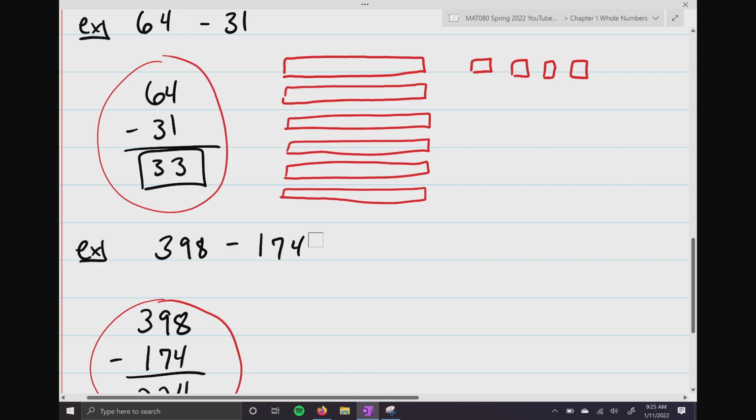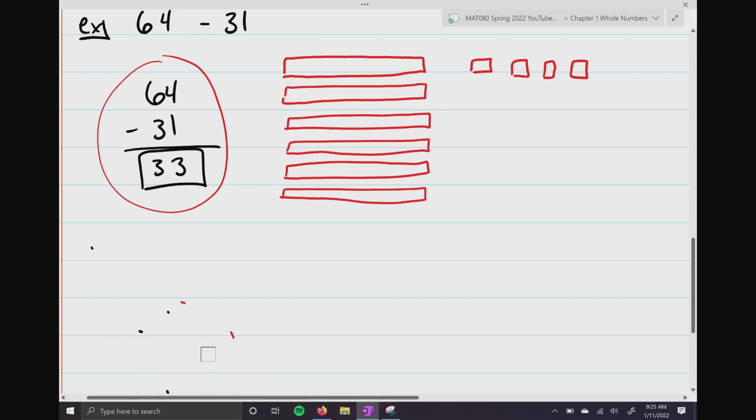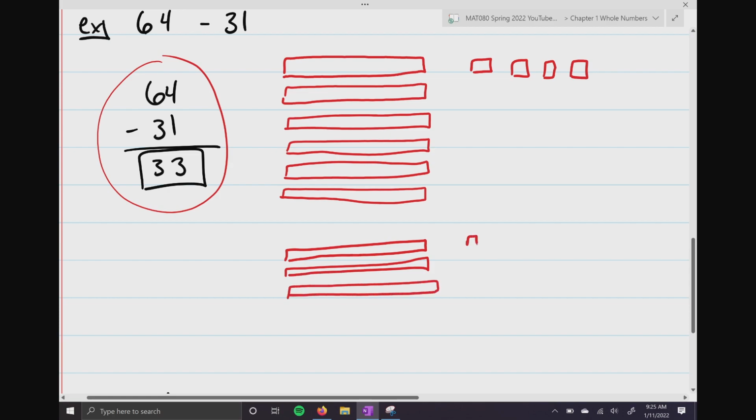I'm going to have to erase some stuff here because I'm going to need a little bit of room, but that's okay. We'll deal with it. Now I'm going to write 31 directly underneath. 1, 2, 3, and here's a 1. And then, using another color, I guess I'll go back to black, I'm going to scratch out all the ones that match. For example, here's 1 rod, scratch that out. Here's another rod, scratch that out. I'm just going to repeat this process for 3 rods total.